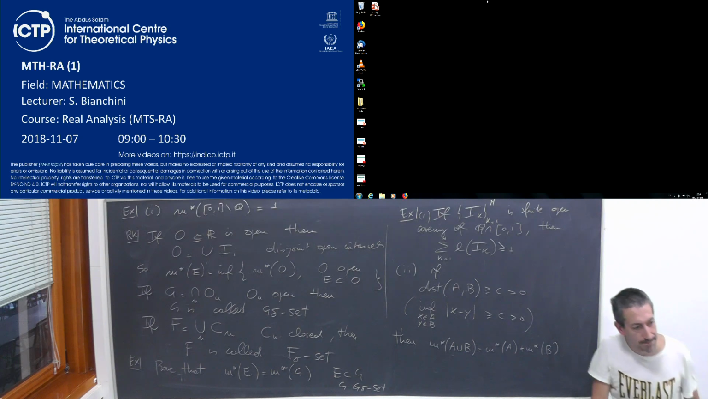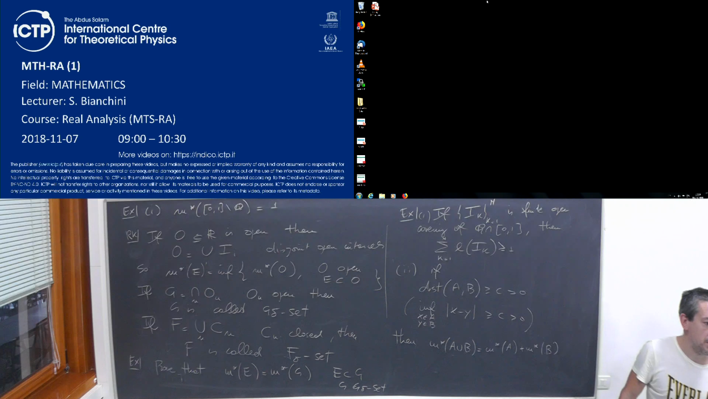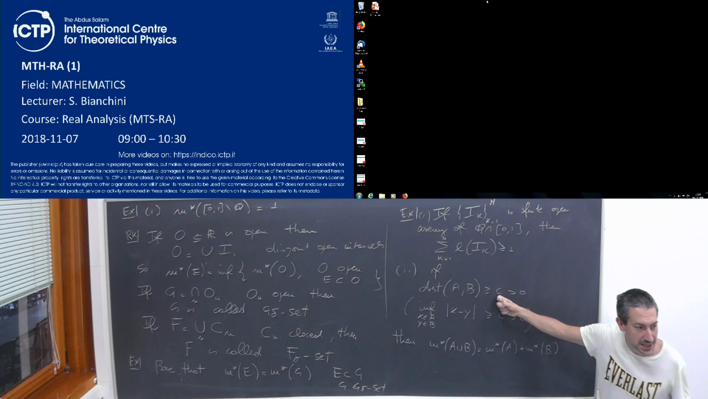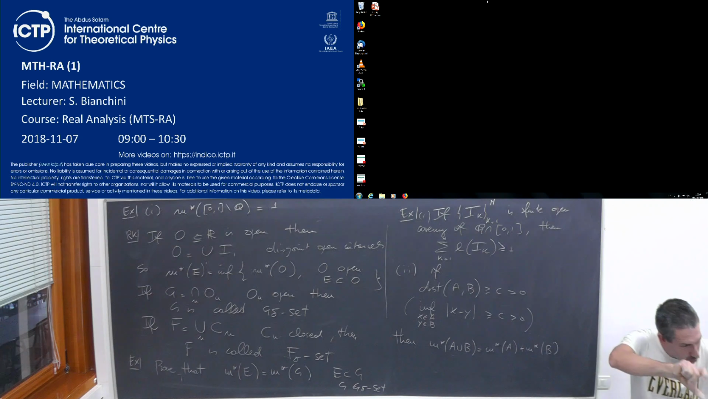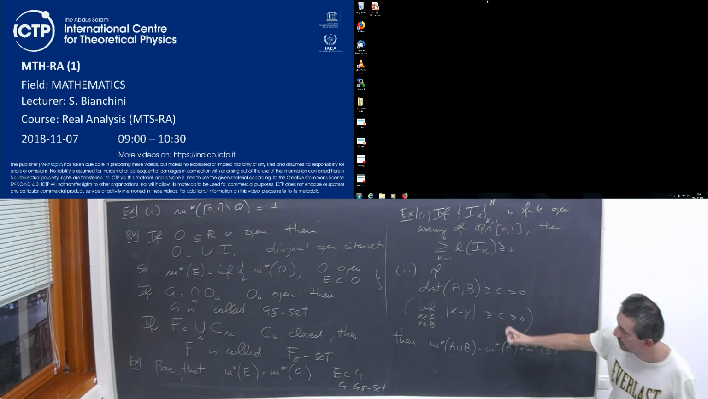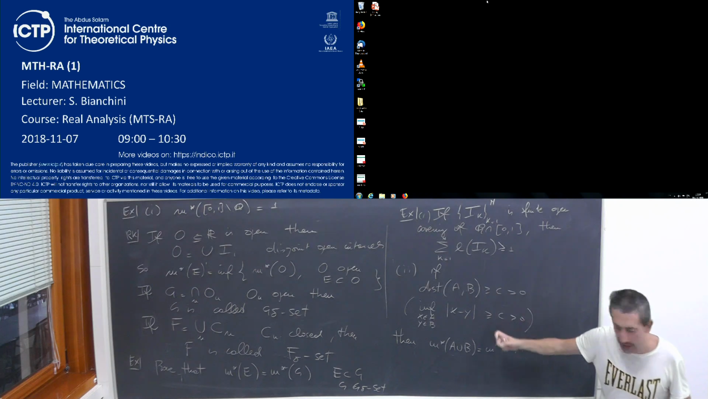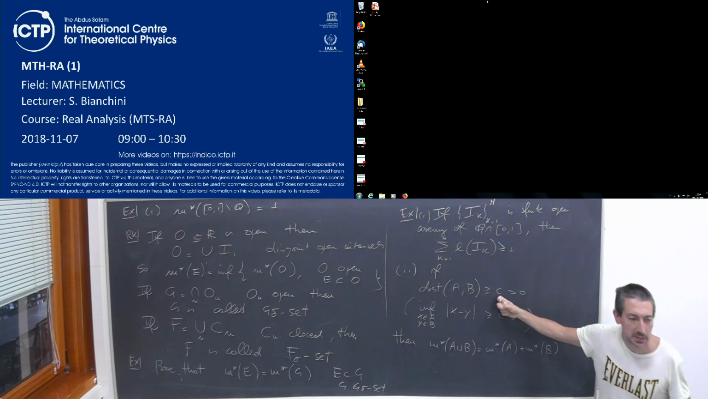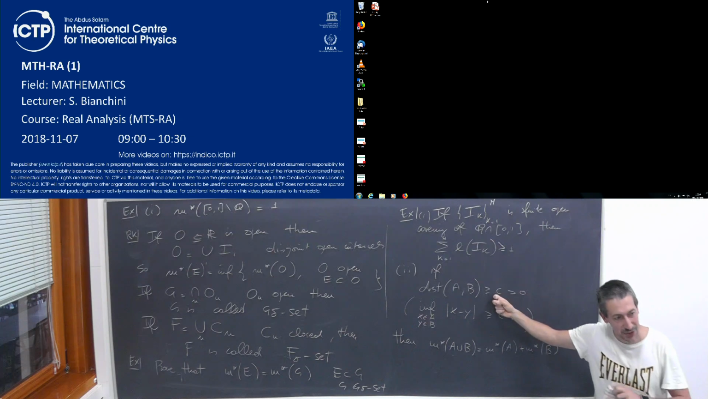No, because the trick here is that since it is a positive distance, you have two open sets containing both. For example, 1 over n and minus 1 over n are disjoint, but the distance between the two sets is 0. You're asking if this condition implies that they are disjoint, or if they are disjoint, you get this condition.